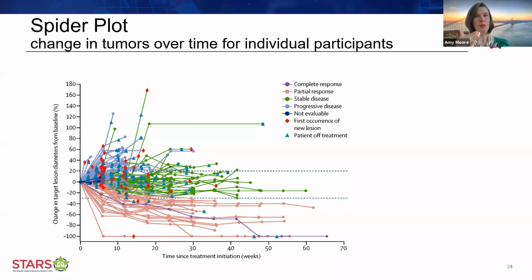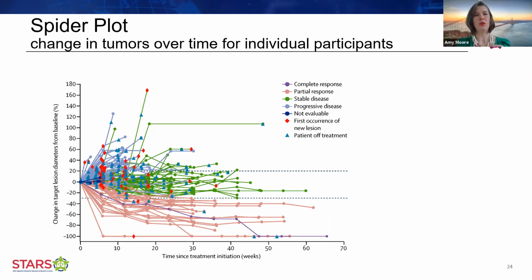But what it's trying to show you is change in tumors over time for individual participants. Now, again, as we've been doing each and every time, we want to orient ourselves to the axis and to the figure legend. So on the left, we see change in target lesion diameters from baseline. So what's the change in tumor size over time? So then we also see all of our colors and what they mean.